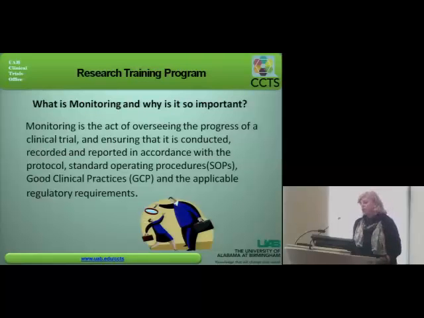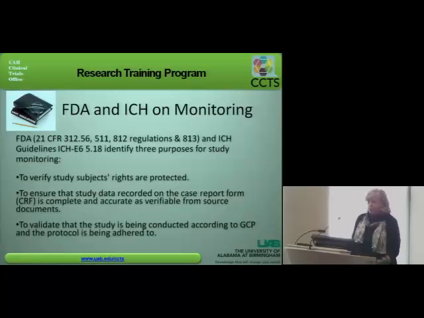So what is monitoring and why is it so important? Monitoring is the act of overseeing the progress of a clinical trial and ensuring that it is conducted, recorded, and reported in accordance with the protocol, standard operating procedures, good clinical practice, and applicable regulatory requirements. So the FDA and ICH guidelines on monitoring are these.